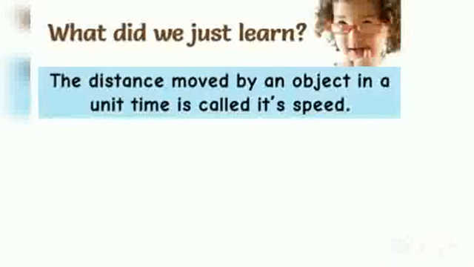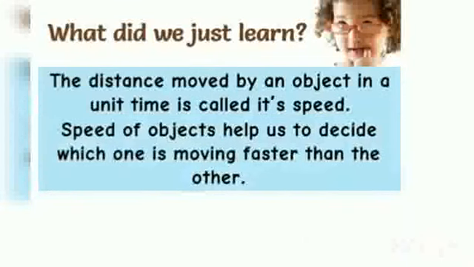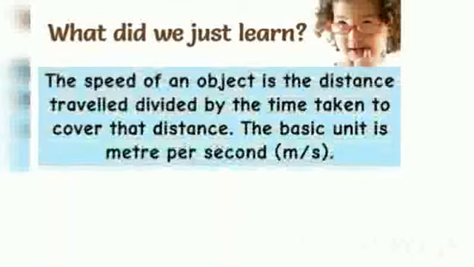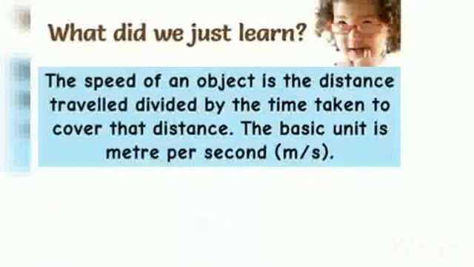Let's have a quick recap of what we have learned till now. The distance moved by an object in a unit time is called its speed. Speed of objects helps us to decide which one is moving faster than other. The speed of an object is the distance traveled divided by the time taken to cover that distance. The basic unit is meter per second. Now let's try some word problems, numericals.